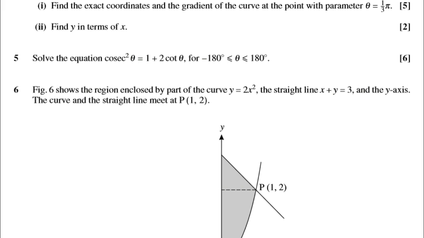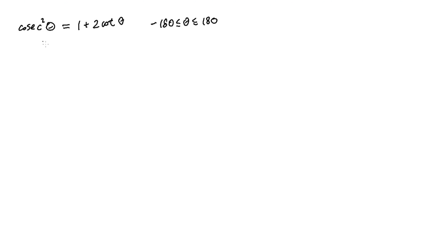Now question 5, solve the equation cosec squared theta equals 1 plus 2 cot theta for angles between 180 degrees and negative 180 degrees. So change your calculator to degree mode. It's really picky that they decided to do a radian question and follow it up with a degree question, but let's just get on. So let's start from the left hand side.